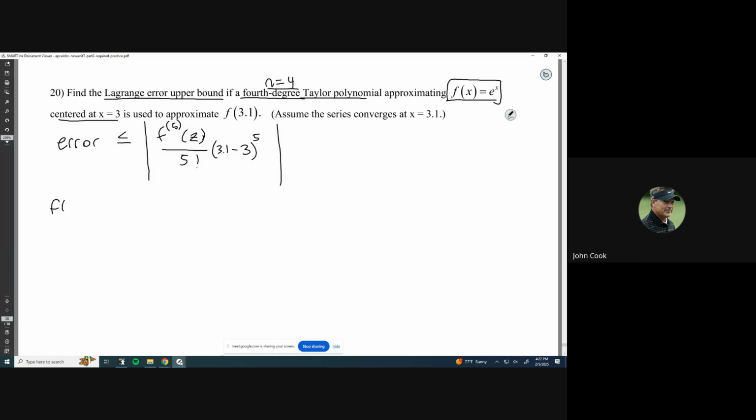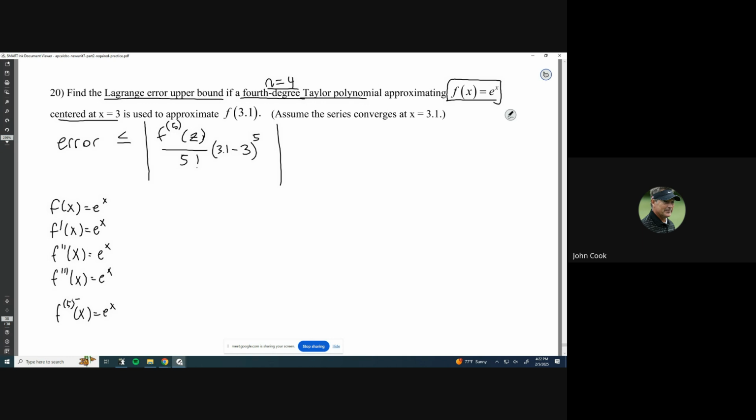If f of x is equal to e to the x, well, wait a minute, it's e to the x. What's the 5th derivative going to be? Yeah, it's just going to be e to the x, right? Because the first derivative is e to the x. The second derivative is e to the x. The third derivative is going to be e to the x. And so on, right? We're just going to end up with a 5th derivative equal to e to the x. And then if it's centered at 3, that's what we're going to plug in.